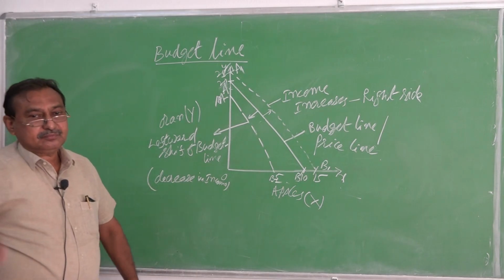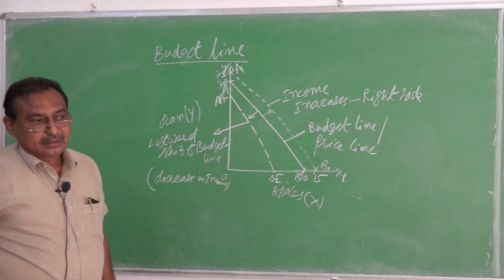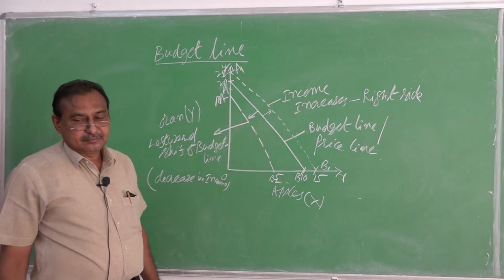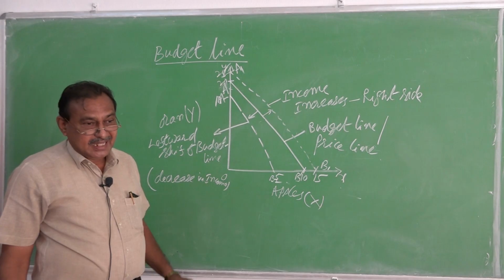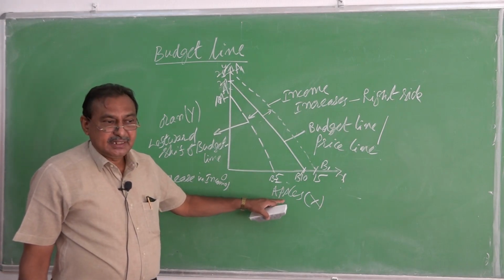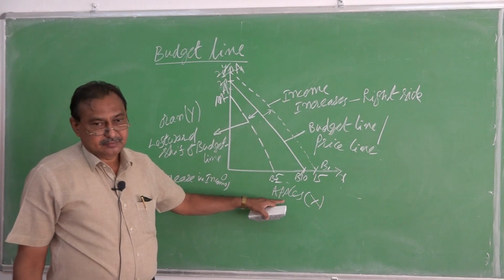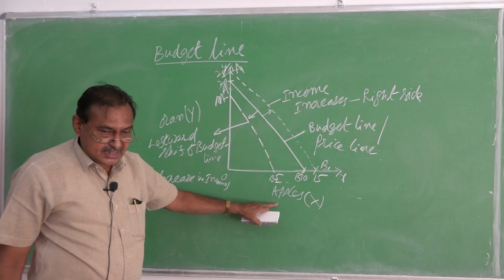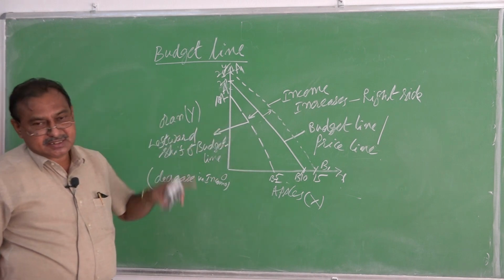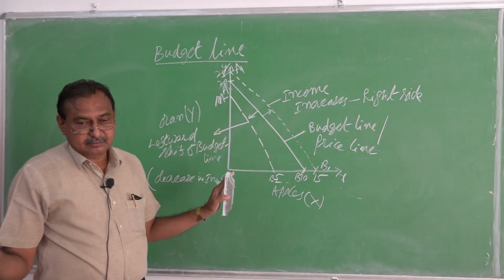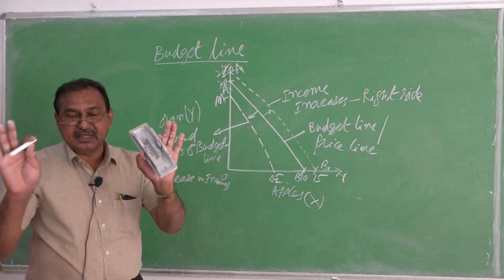Another change of the budget line is with the help of the price of one commodity. For example, we are taking two commodities, one is apples and the second one is oranges. Now there is no change in income. Income is the same, 100 rupees.